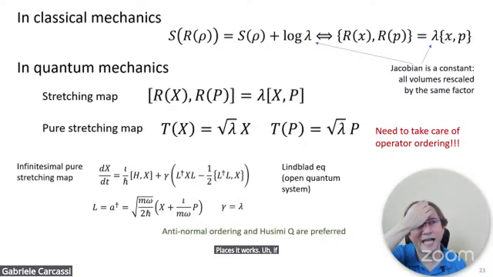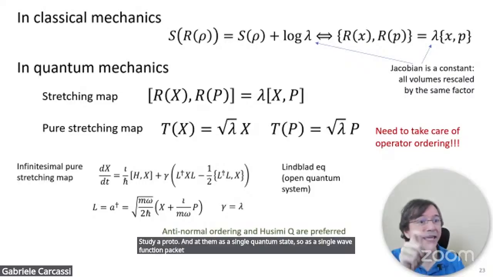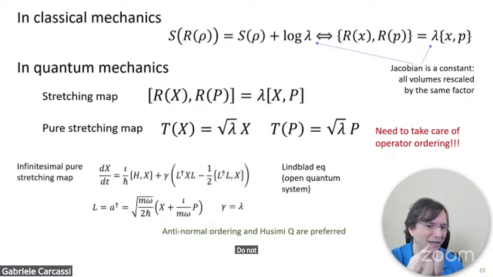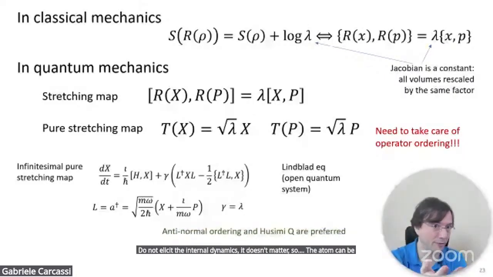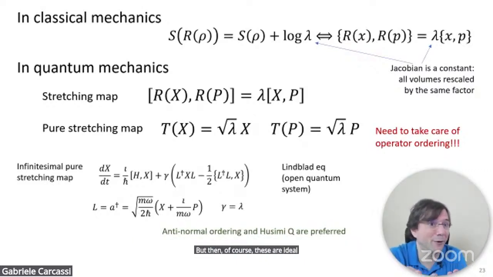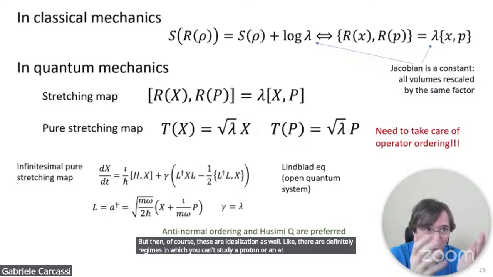If I have quantum states, for example, I can study a proton or an atom as a single quantum state, as a single wave function packet. And I can only do that if I assume that the internal dynamics doesn't matter, and if all the processes that I'm studying do not elicit the internal dynamics, it doesn't matter. So the atom can be studied as a whole, the proton can be studied as a whole. But then, of course, these are idealizations as well. There are definitely regimes in which you can't study a proton or an atom as a single quantum object. It's going to be a composite object.